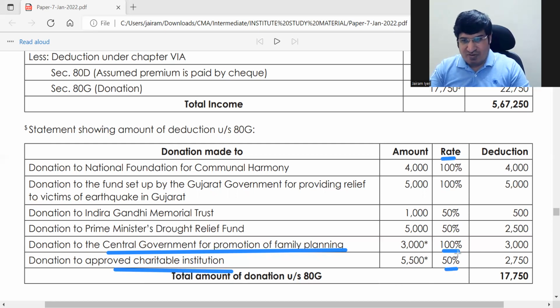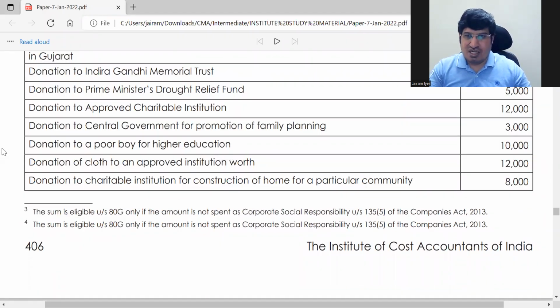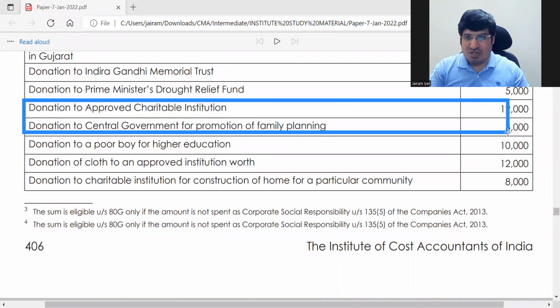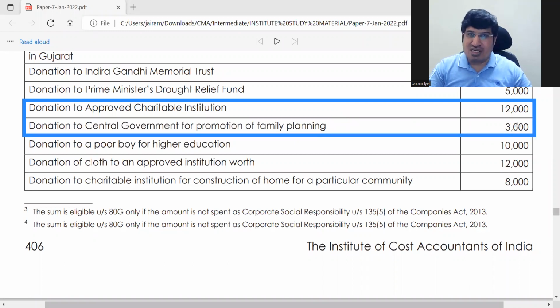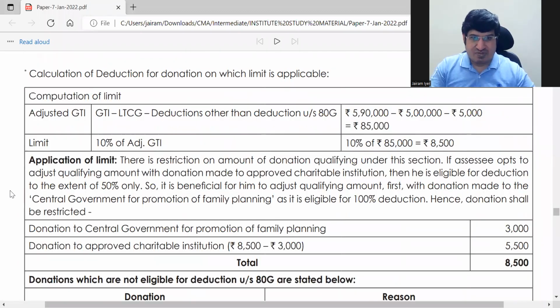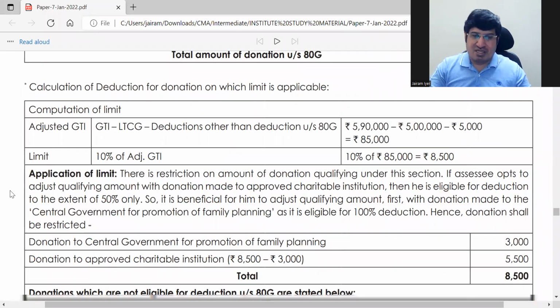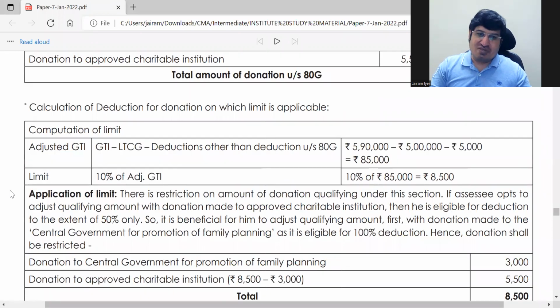So first let us see what is the total amount for family planning and charitable institution donation. We will see the amount given in the problem. Here you can see charitable institution is 12,000. We are looking at these two donations, how much we will get. 12,000 and 3,000, this is the total amount he has donated. So first you have to compute the limit. 12,000 and 3,000, that is 15,000 total.